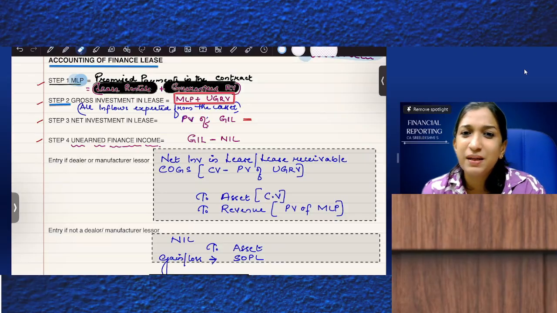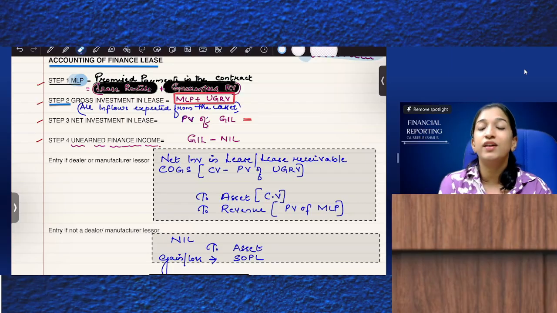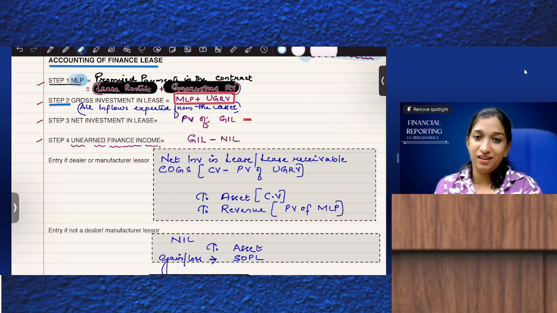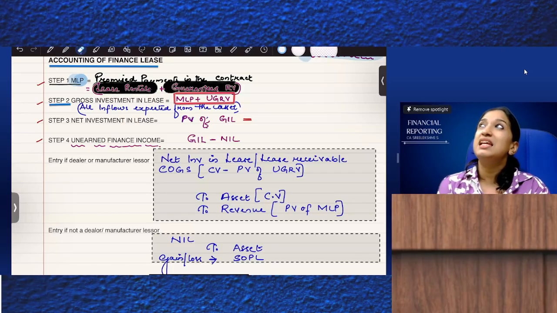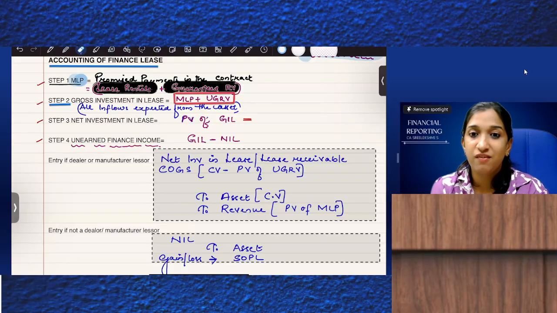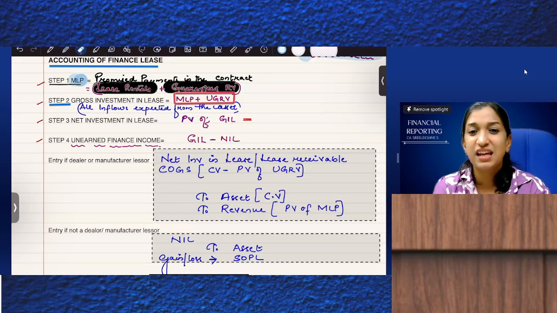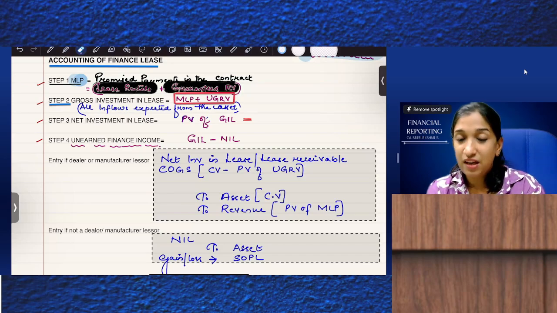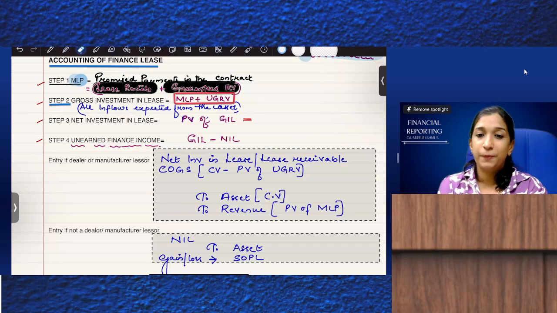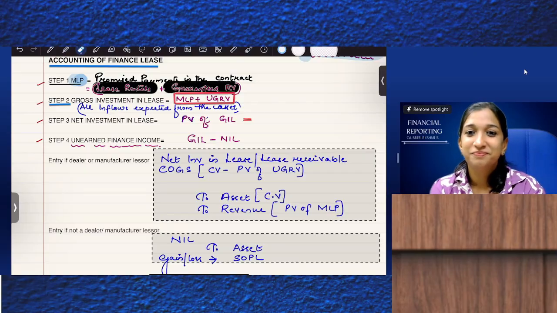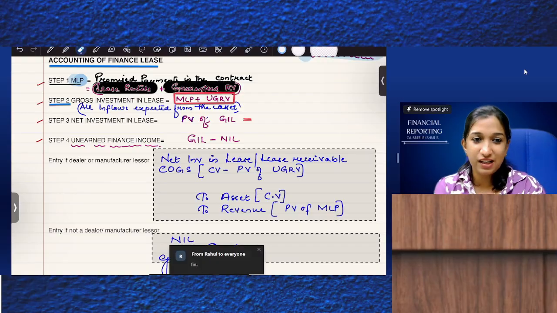Present value of MLP is needed for what calculation? Present value of MLP is needed to identify finance lease or operating lease. If present value of MLP is at least equal to 90% of the fair value of asset, then it is a finance lease. One condition for finance lease.